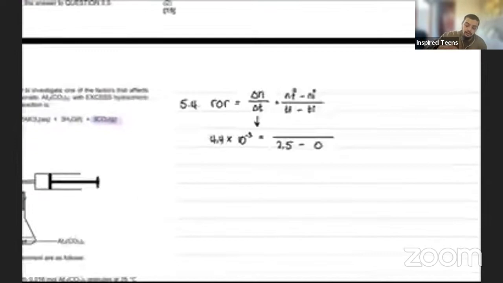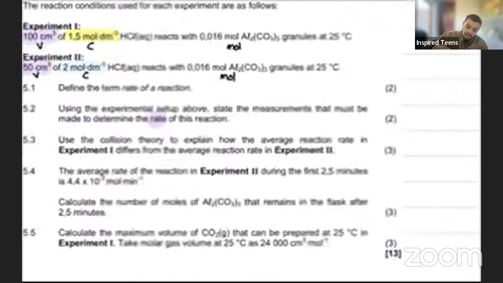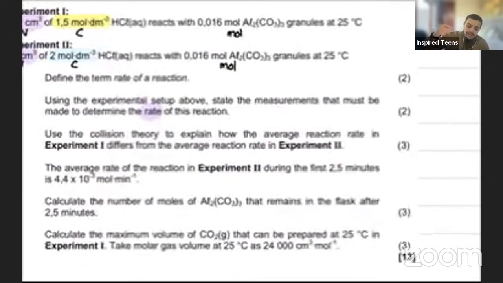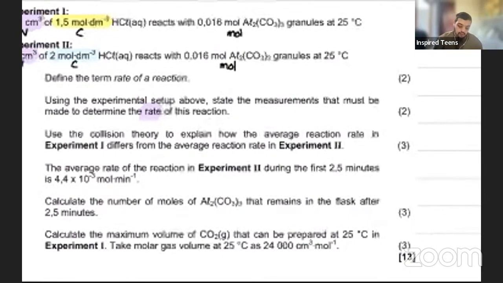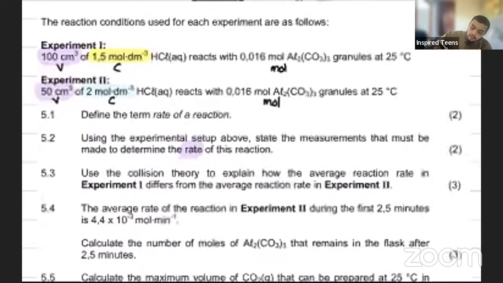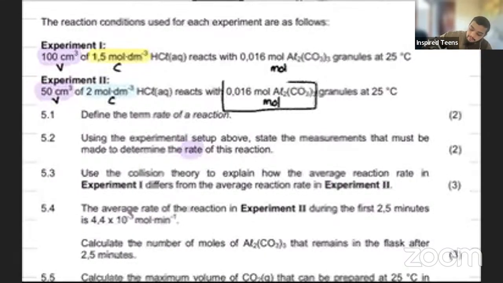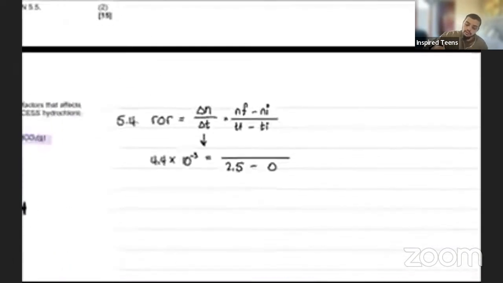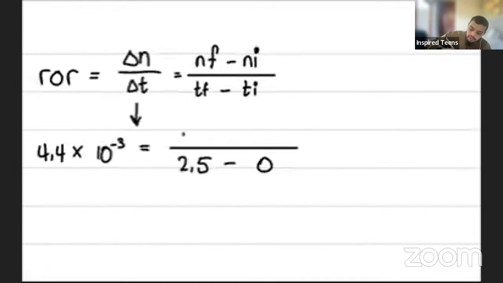Okay, then let's do N final minus N initial. So N final is what they want: calculate the number of moles that remains in the flask after 2.5 minutes. That is N final. N initial is how much we had initially. In experiment 2, we had 0.016 moles of Al2CO3. So that's initially how many moles we had. So it's going to be N final, which is what we want to work out, minus 0.016.